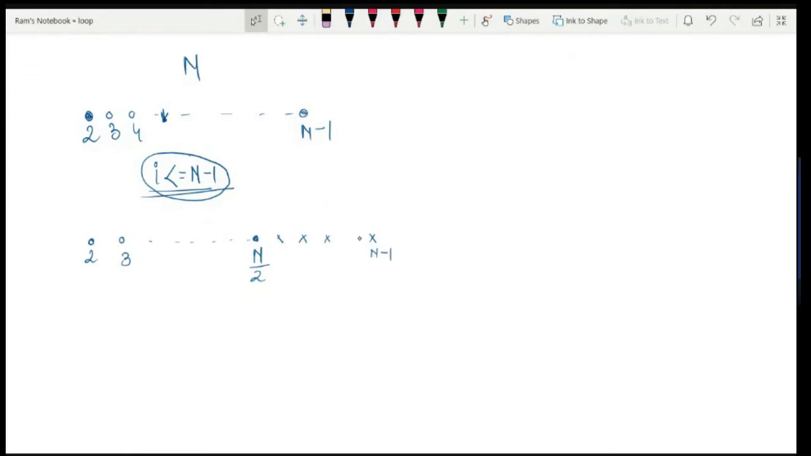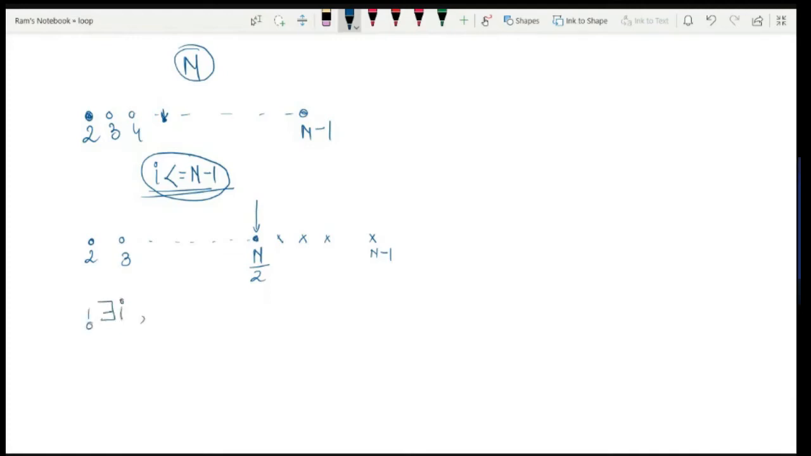But suppose we checked up to this point, and we saw that no number within the range from 2 to n by 2 divides n completely. Now can we stop the process here?